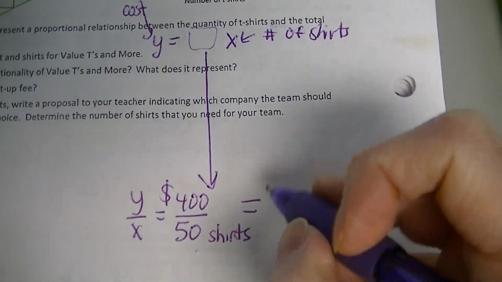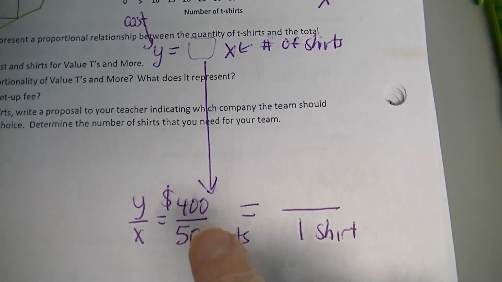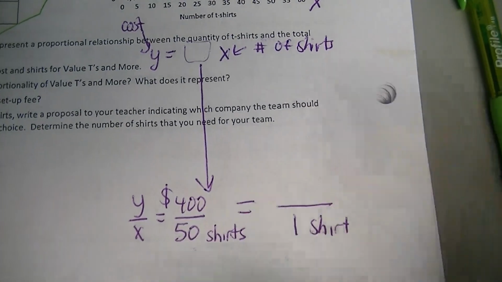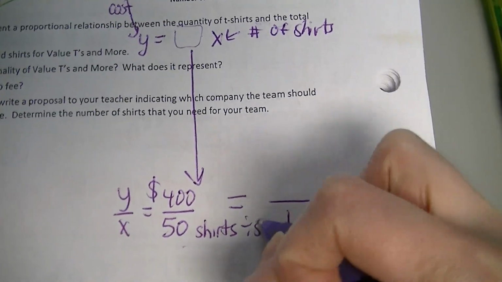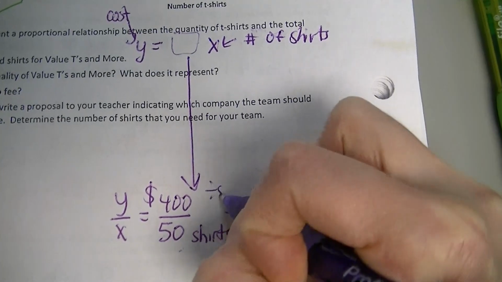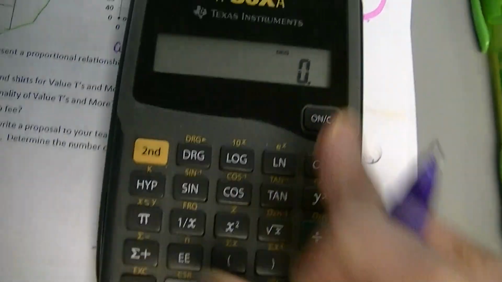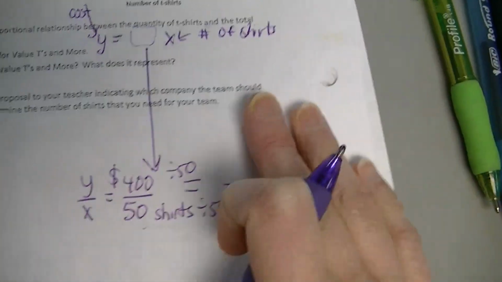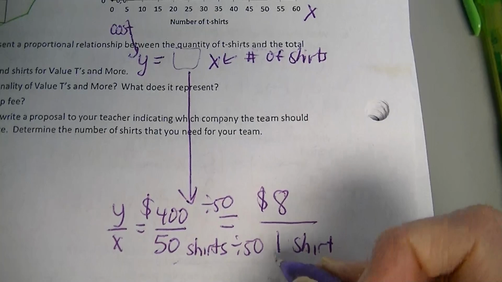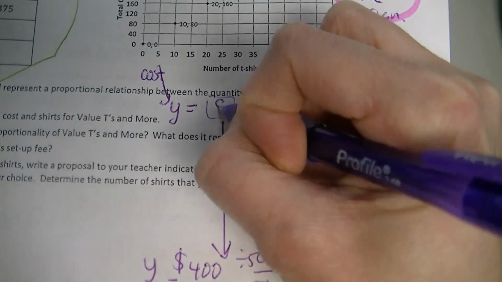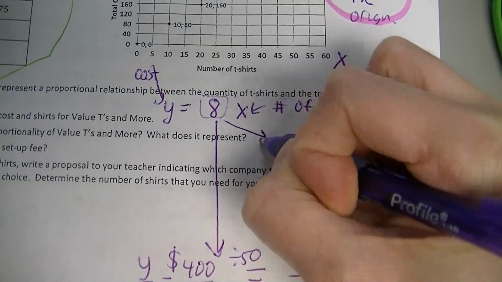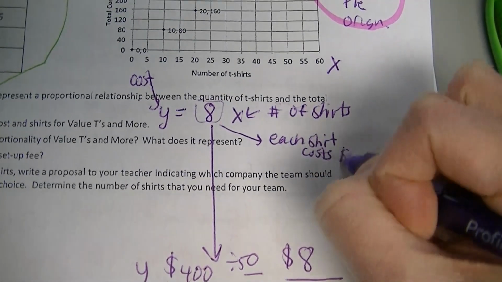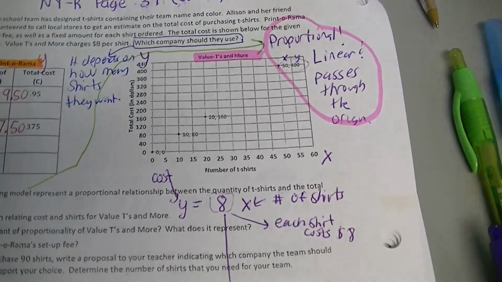So to get from 50 to 1, no, you're not subtracting 49. You got to use multiplication or division when you're figuring out proportionality, okay? Or equivalent fractions. So I divided by 50. 50 divided by 50 is 1. 400 divided by 50, what's that? I got 8. So it's $8 per shirt, so that's my unit rate. Each shirt costs $8 with this company, okay?